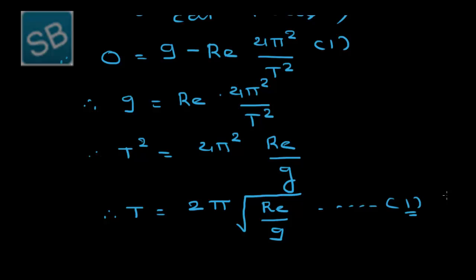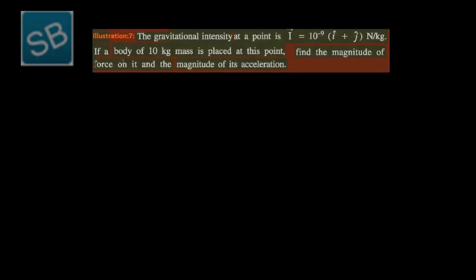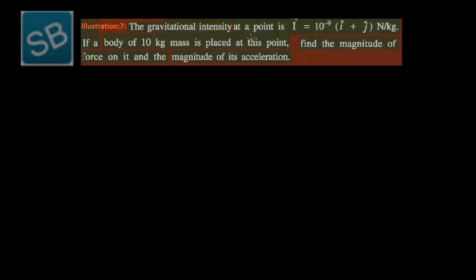So this was illustration number 6, and now we will switch to gravitational intensity, another approach of this chapter. Illustration number 7: the gravitational intensity at a point is given by I vector equal to 10 to the power minus 9 (i plus j) Newton per kilogram. And here the mass of the body is given, so we have to find the magnitude of force. But before that, I am finding the vector quantity of force.